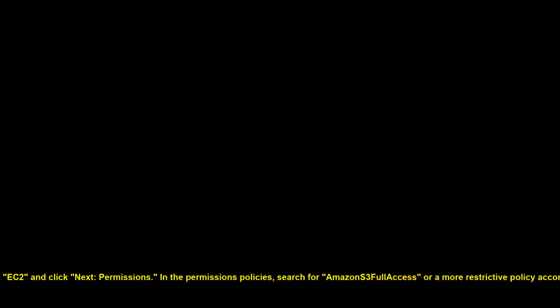In the Permissions policies, search for Amazon S3 full access, select the desired policy and proceed by clicking Next, Tags. You can optionally add tags for better management, then click Next. Now that your IAM role is set up, the next step is to attach it to your VDS.